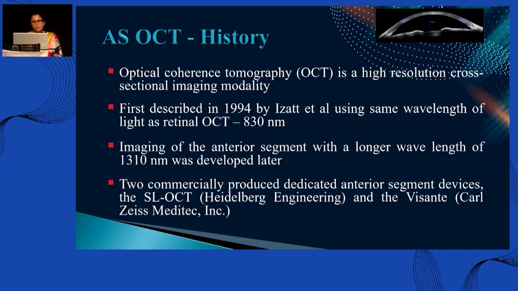So anterior segment OCT is what is being used frequently to image the anterior segment. It's a high-resolution cross-sectional imaging modality first described in 1994 using the same wavelength of light as retinal OCT, which is 830 nanometers. Imaging of the anterior segment with a longer wavelength of 1310 nanometers was developed later.